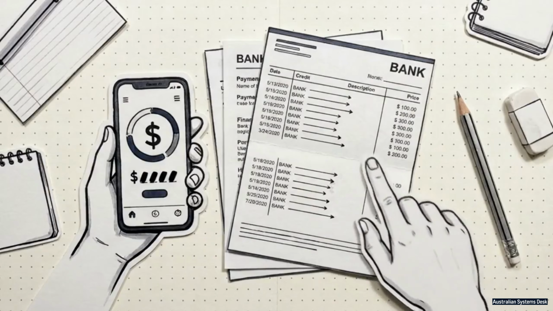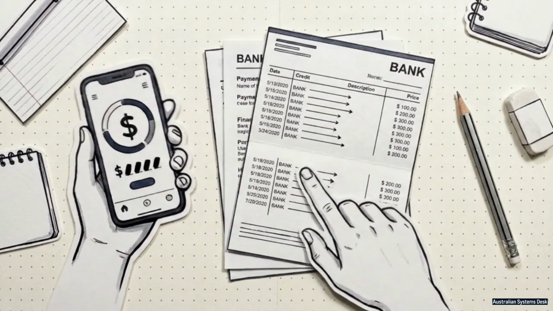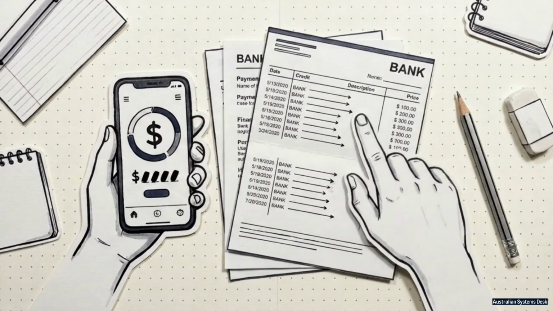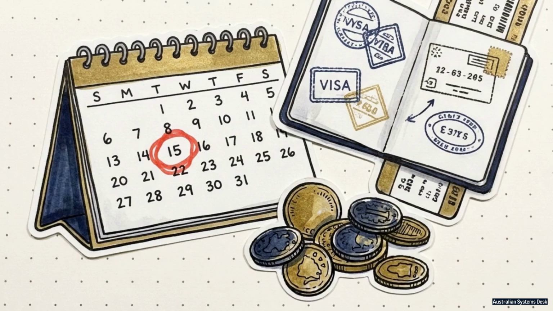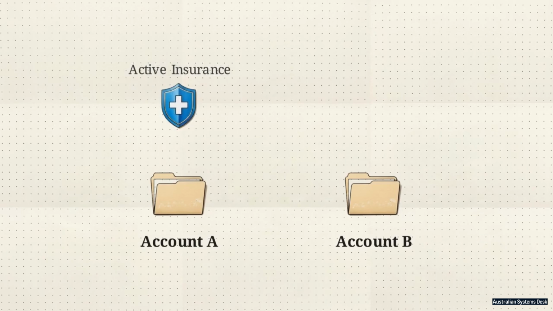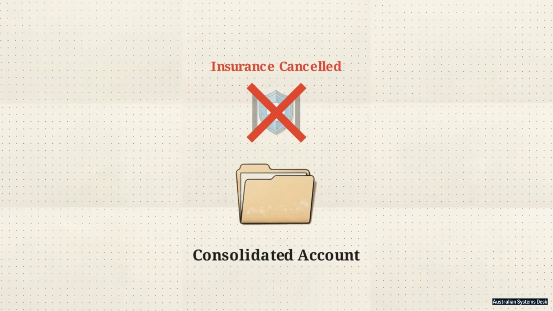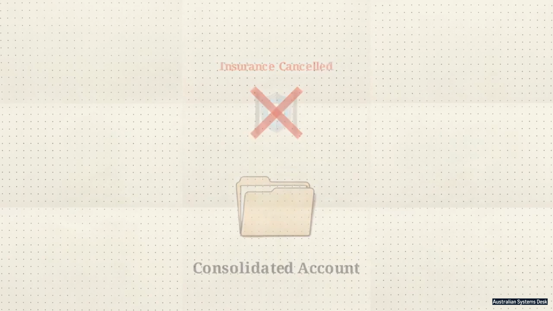Before you pack a single bag, verify your employer's payday super contributions. Compare your pay slips against your actual super fund transactions while you are still physically in Australia and have easy access to your records. You might consider consolidating multiple super accounts to save on administration fees. Review this carefully first. Combining accounts can immediately cancel valuable life, disability, or income protection insurance policies held inside those funds.